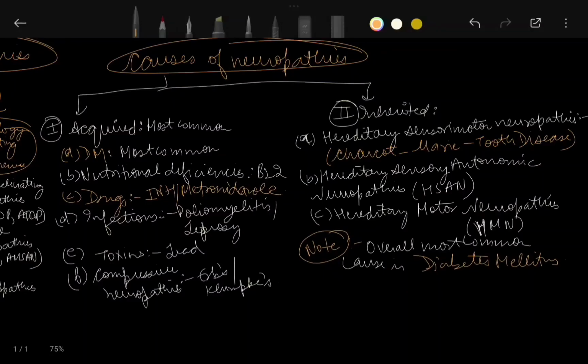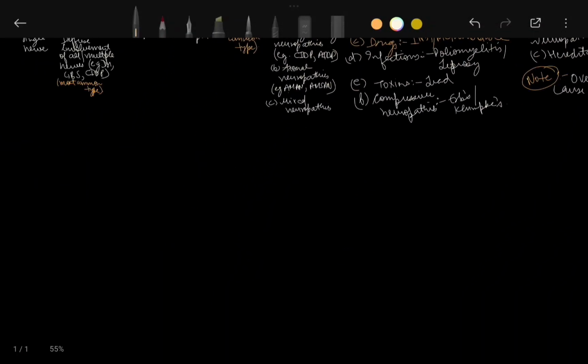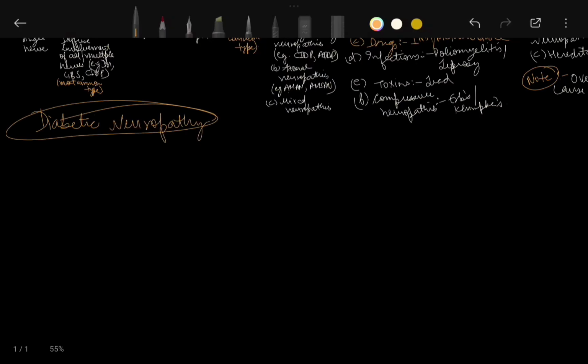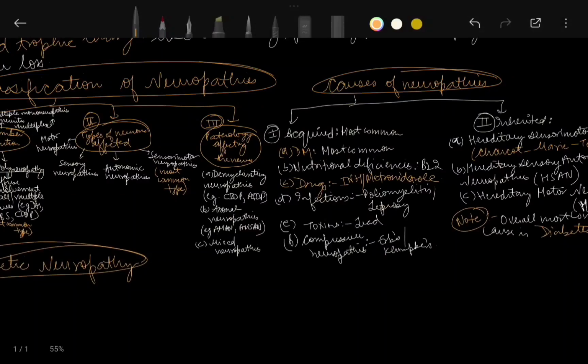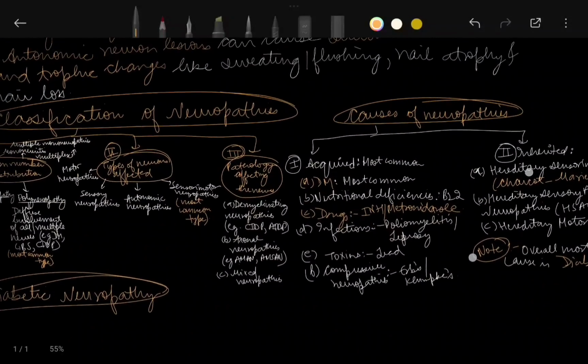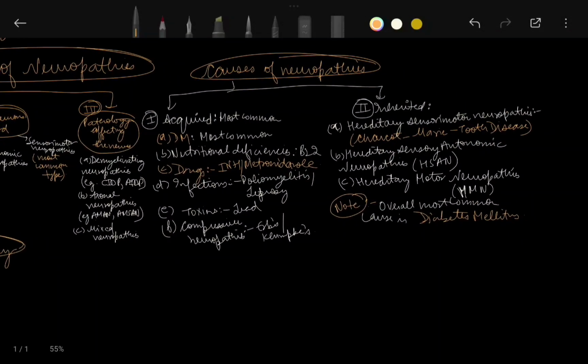Next, coming to the topic of diabetic neuropathy. So till now we studied classification and causes of neuropathies. A quick revision of the causes: they can be acquired or inherited. Acquired causes include diabetes mellitus, drugs such as INH and metronidazole, infections such as poliomyelitis and leprosy, nutritional deficiencies such as B12, toxins such as lead, and compressive neuropathies. In inherited, hereditary sensory motor neuropathy such as Charcot-Marie-Tooth disease is common, and hereditary sensory autonomic neuropathies and hereditary motor neuropathies are also common. Note: overall, the most common cause is diabetes mellitus.